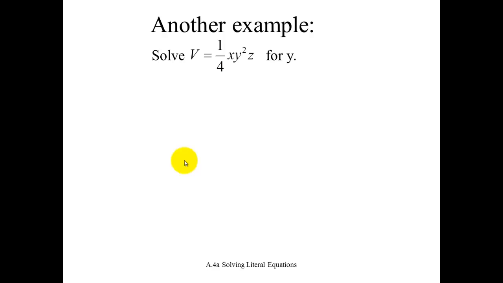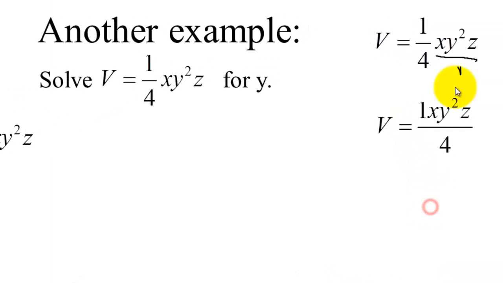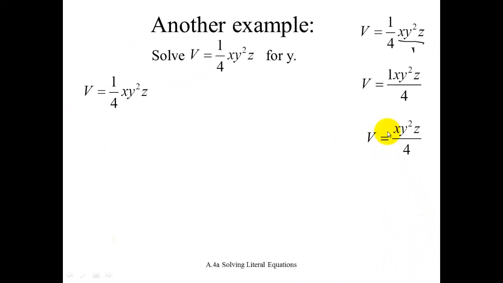Suppose we would like to solve for y. So again, we are going to rewrite this. I can write this one as 1 times xy squared z over 4 times 1. We are going to get xy squared z times 1 divided by 4 times 1 is 4. And then 1 times this will just be equal to xy squared z over 4. So we can rewrite this into this format. Next, we are going to multiply both sides by 4.